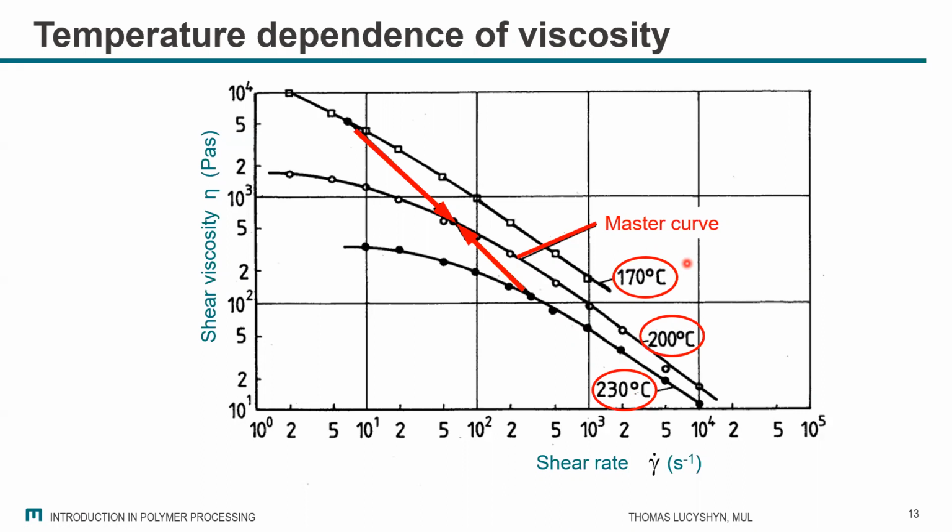The nice thing about this is that it can be calculated and shifted together to a master curve. So if we measure the viscosity at 3 different temperatures, we can find equations which can shift them to a master curve. And once we have those coefficients, we can then calculate any viscosity at any other temperature.